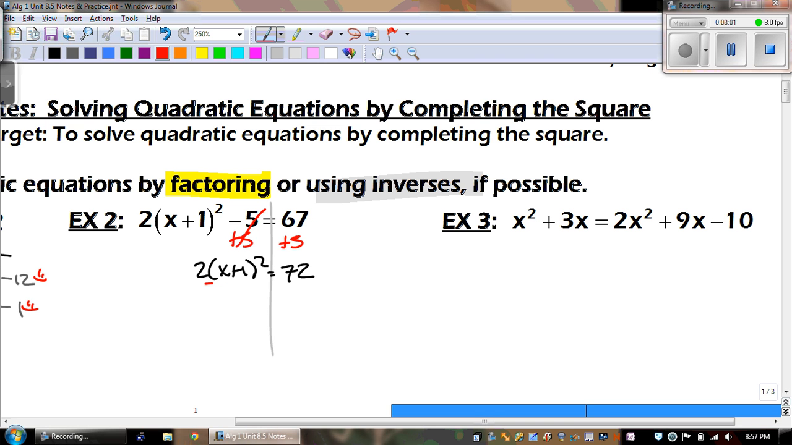Now the next thing we would do is divide both sides by 2, and we get x plus 1 squared equals 36. Now I can't distribute that square into the parentheses, so what we're going to do is take the square root of both sides. When we take the square root of both sides, we get rid of the square. We have x plus 1 equals plus or minus the square root of 36, which is 6.